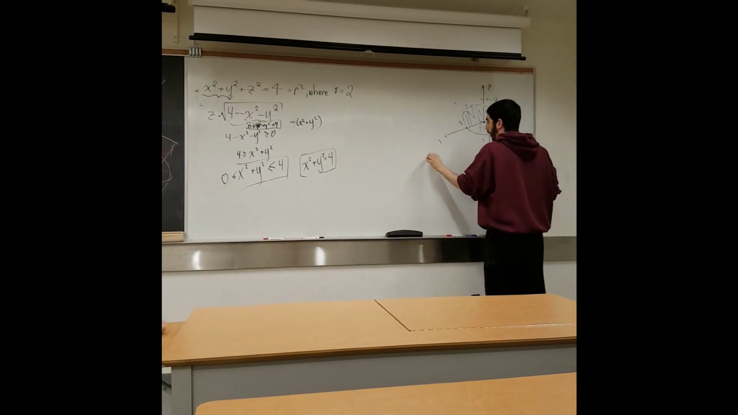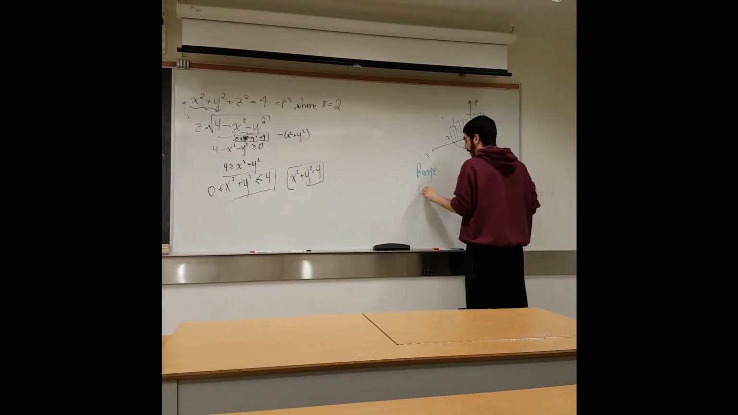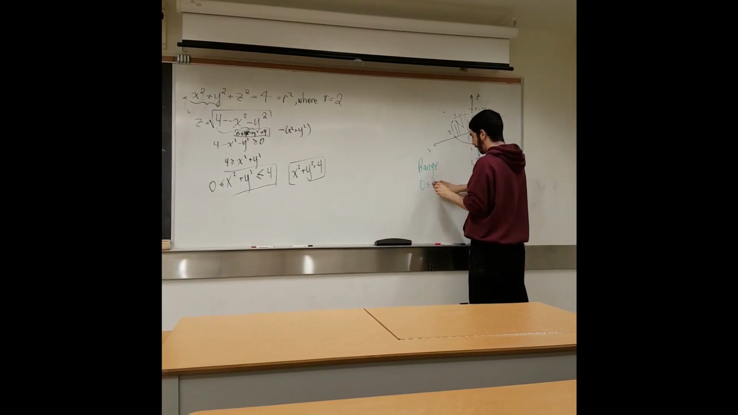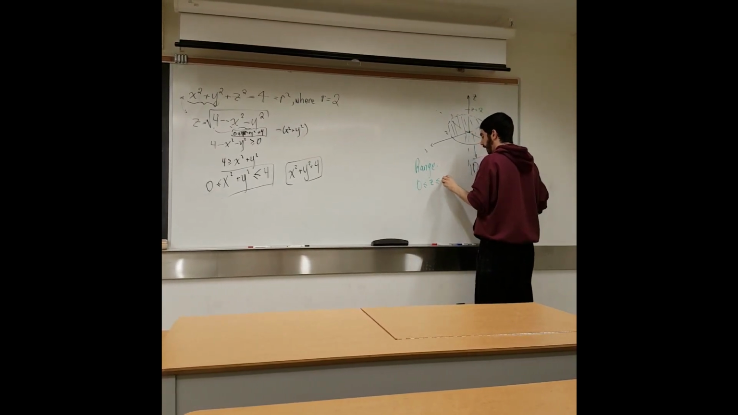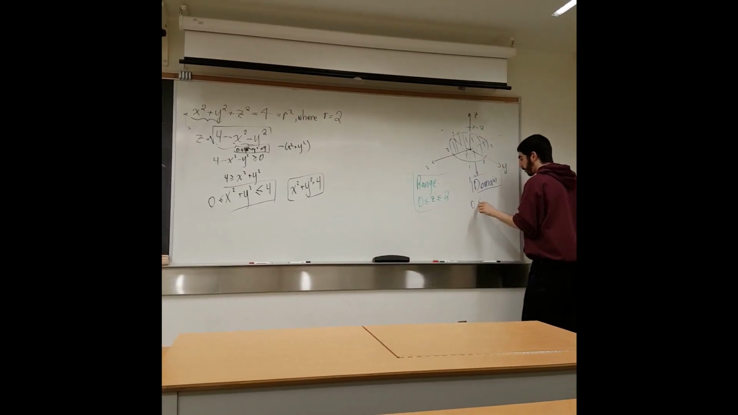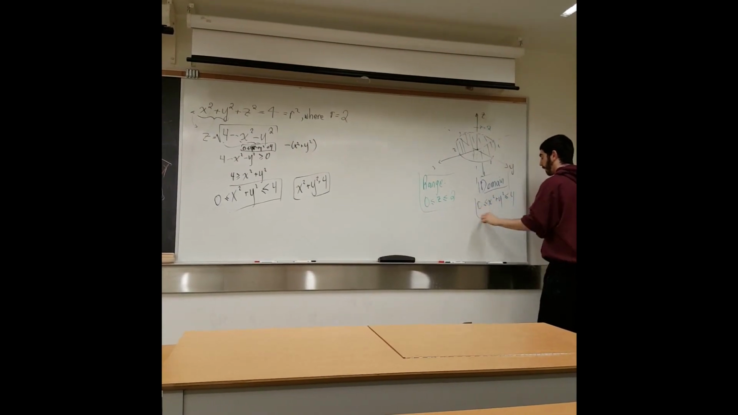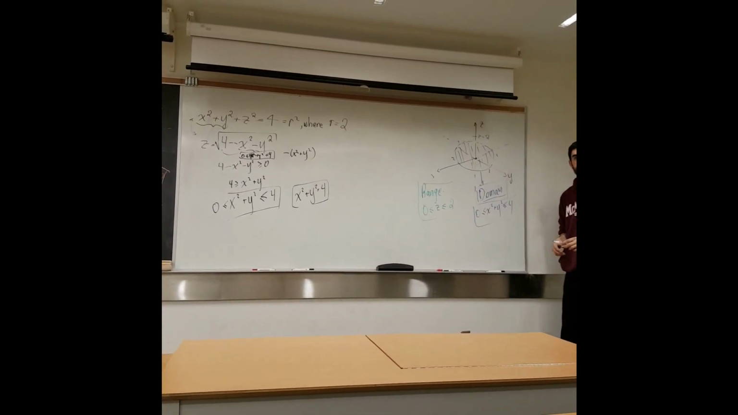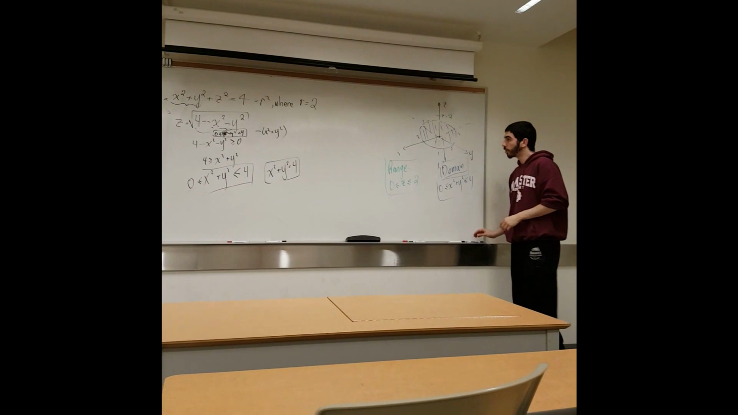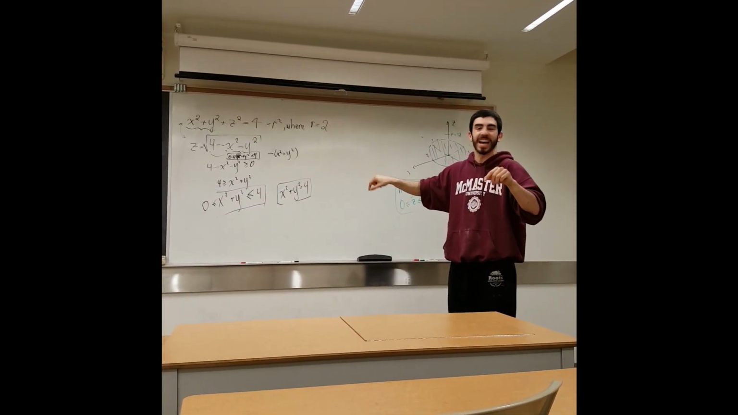So range, I can write range as z goes between 0 and 2. And I can write the domain as x squared plus y squared goes between 0 and 4. Make sense? Okay. I was not expecting to do that, but you saw it. I just saw it and I had to do it.